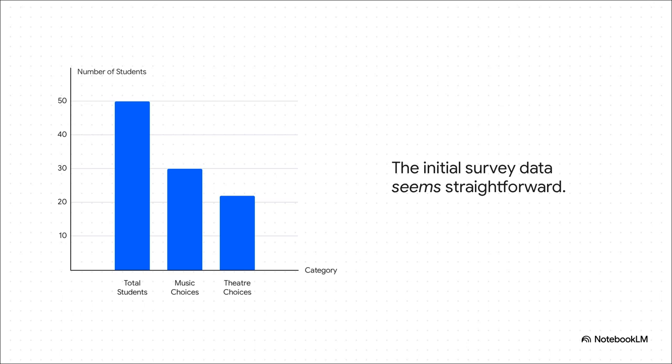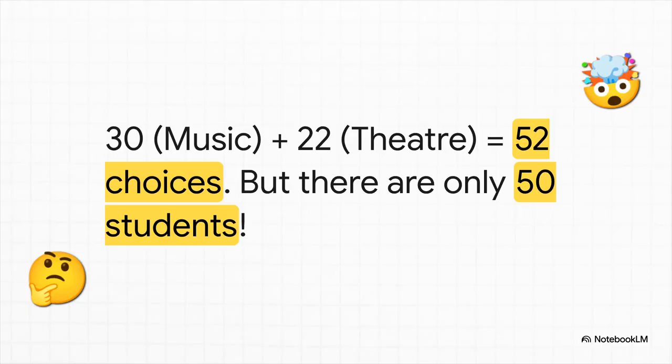Seems straightforward enough, right? But hold on a second. 30 for music plus 22 for theater, that's 52 choices. How on earth is that possible when there were only 50 students to begin with? Where did these 2 extra phantom students come from?